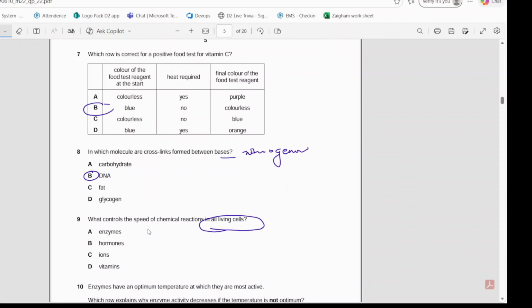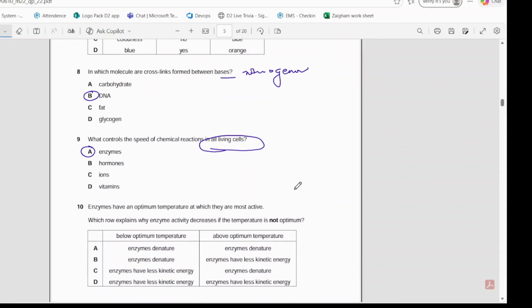What controls the speed of chemical reactions in all living organisms? Chemical reactions are speeded up by enzymes. Enzymes have an optimum temperature at which they're most active. So what would happen below the optimum temperature and what would happen above the optimum temperature? Below the optimum temperature, they have less kinetic energy, and above the optimum temperature, they would get denatured. So the answer is C.